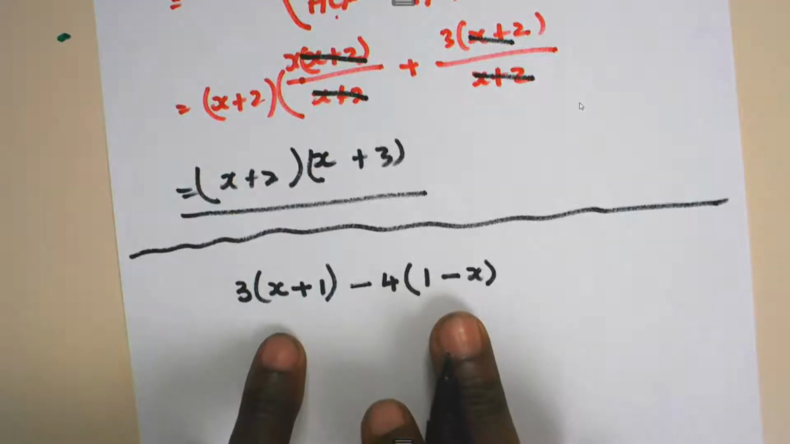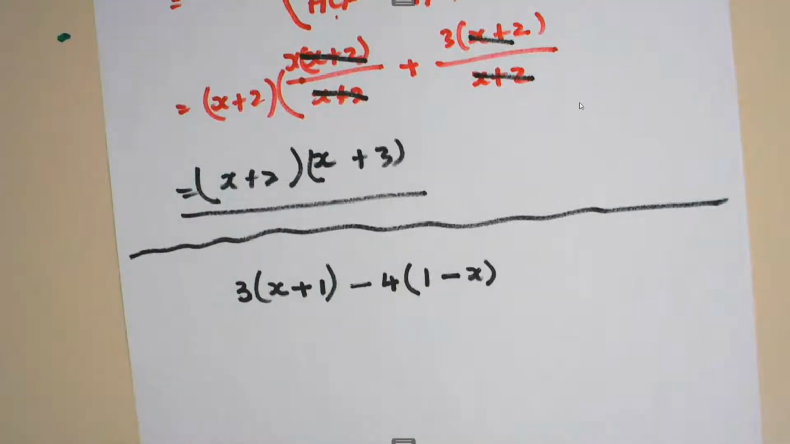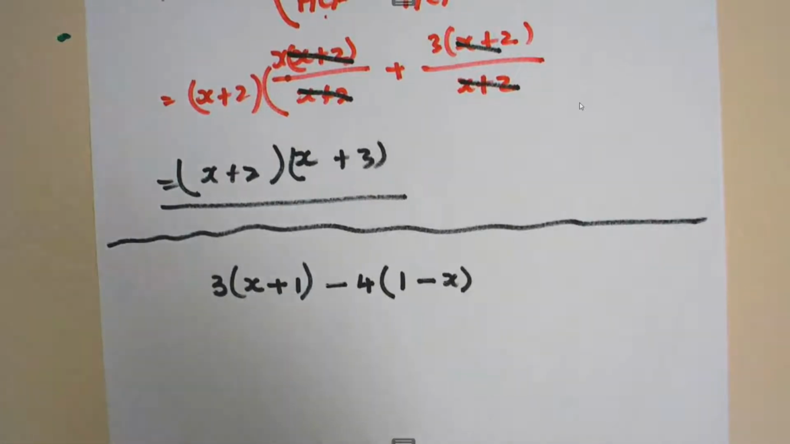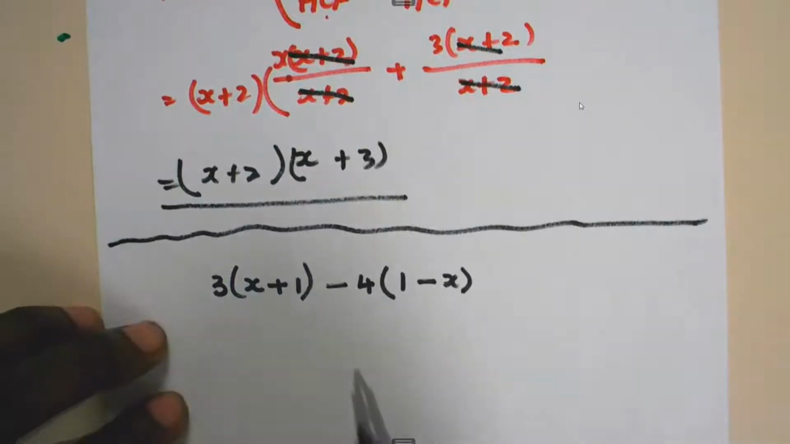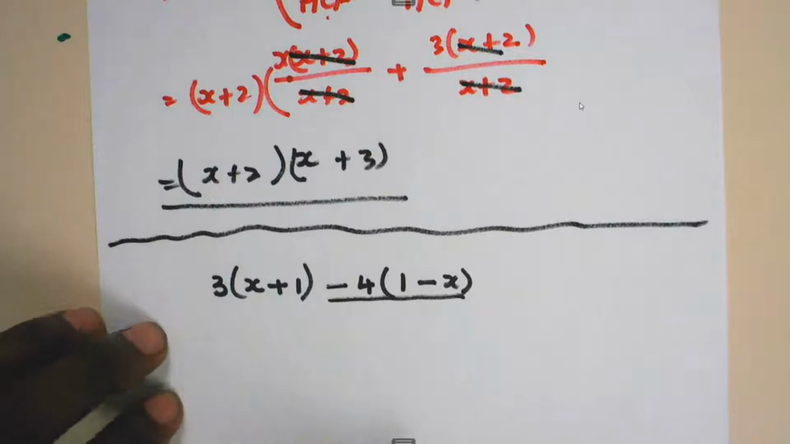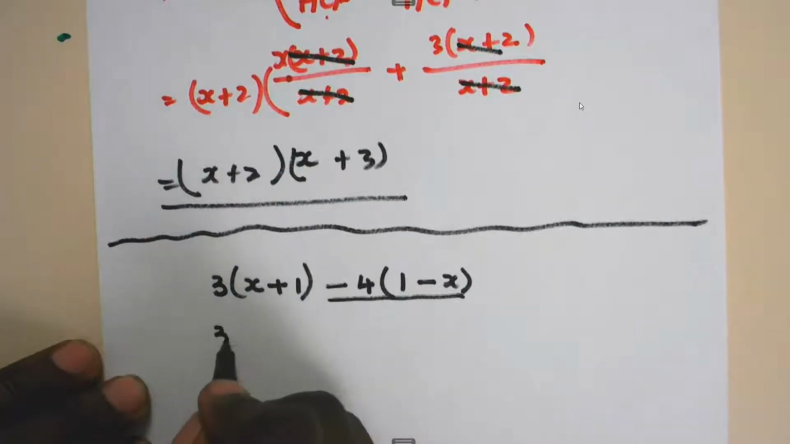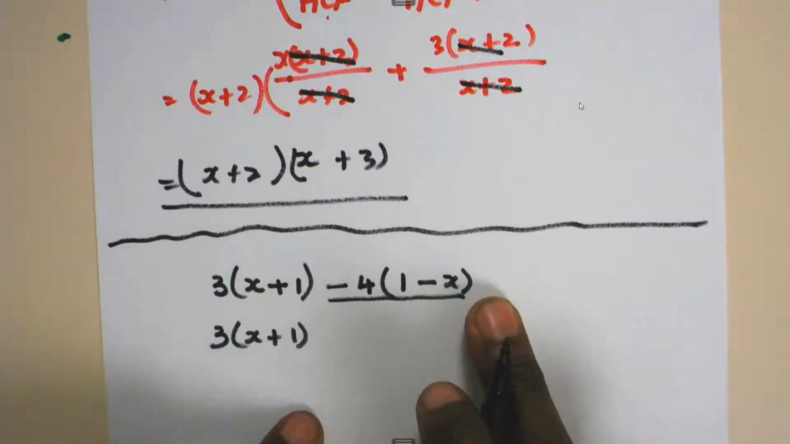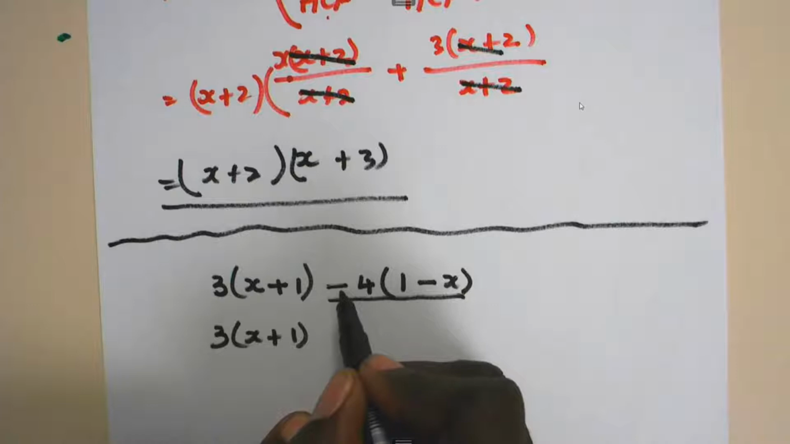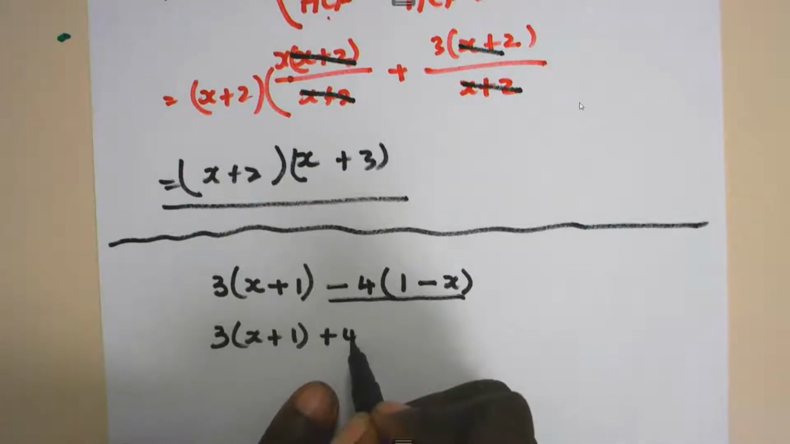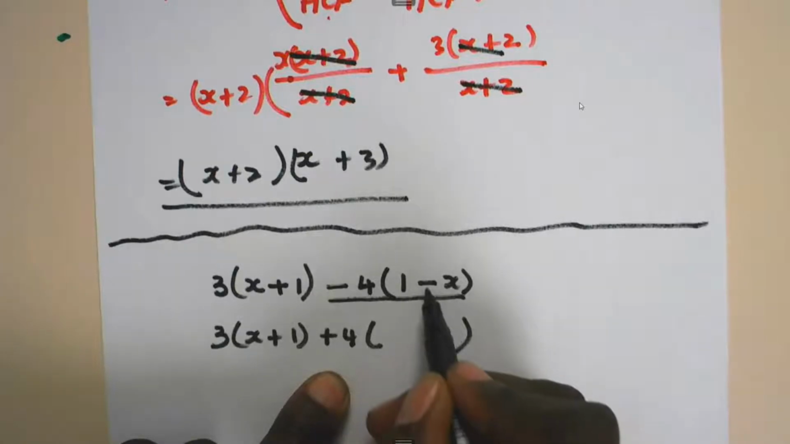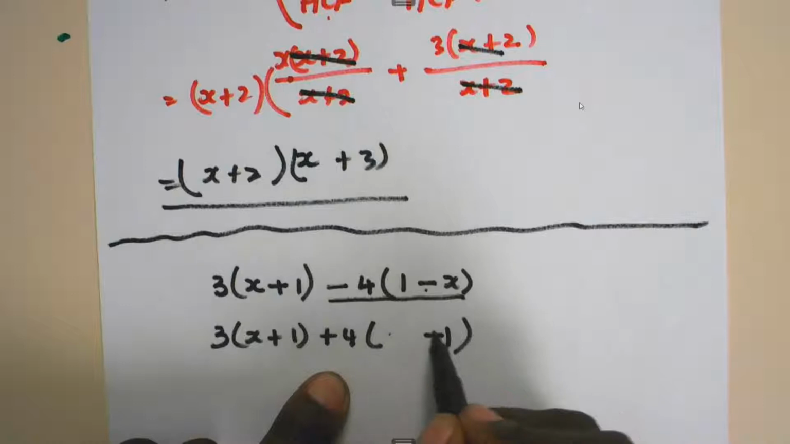There is no common factor in this one. We need to do something in order to change one of the two to have the same thing inside the bracket. In this case, we concentrate on this one. When you concentrate on that one, it's 3 into x plus 1. Then we affect here by a negative sign. This negative sign to this one to be plus 4. And into this one is positive, becomes negative 1. This one is negative, will become positive.